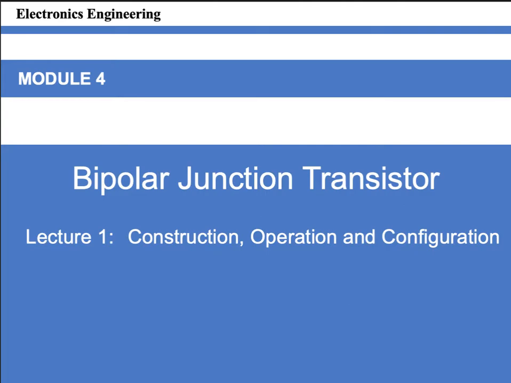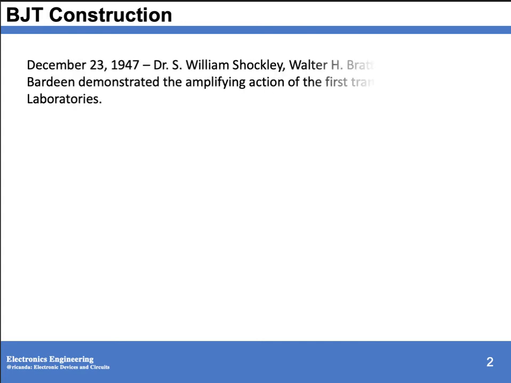Now in our bipolar junction transistor, our first topic is the construction, operation, and configuration. It was on December 23, 1947 that Dr. William Shockley, Walter H. Brattain, and John Bardeen demonstrated the amplifying action of the first transistor at the Bell Laboratories.